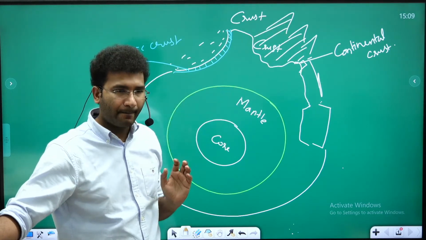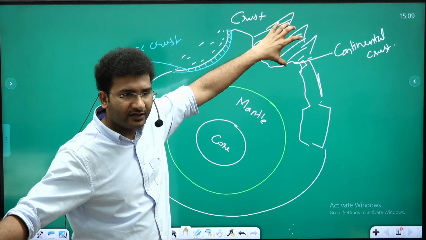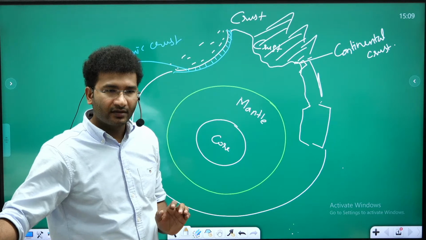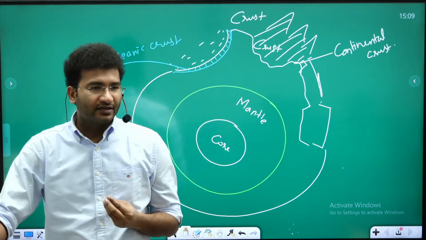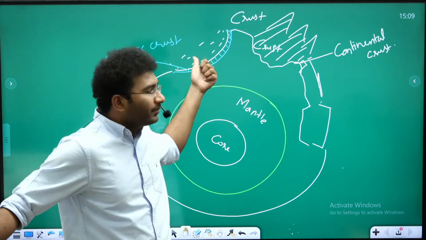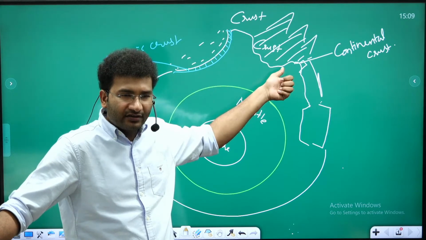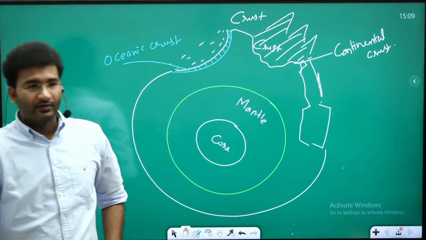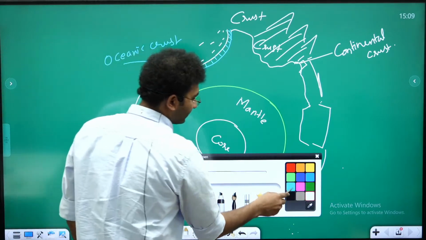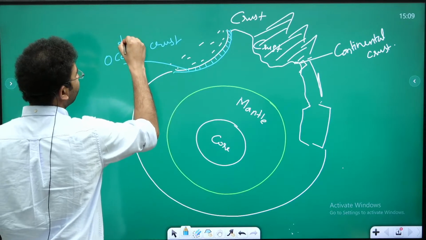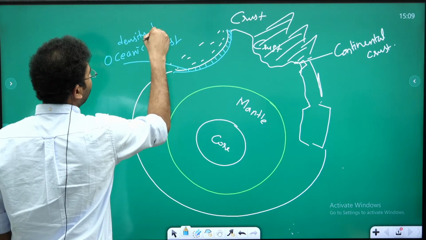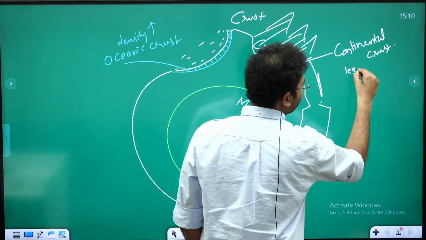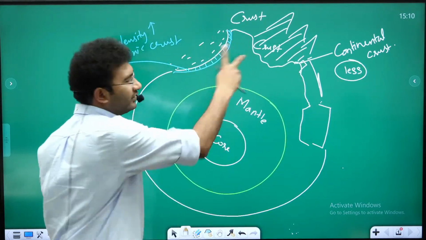the depth of the crust is more on the continent than in the ocean. Now the material which makes up the continental crust is different, and the material of the oceanic crust is different. And see, if you compare the oceanic crust and the continental crust, which is more dense? It is oceanic crust. The density of the oceanic crust is higher, and the density of the continental crust is less.